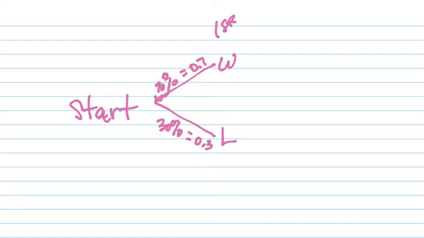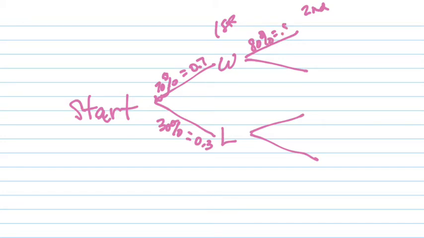Okay? Now, let's say that if you won the first game, you're more likely to win the second game. So let's say on the second game, your chances of winning are 80%. So we would call that 0.8. What does that mean your chances of losing on the second game are?